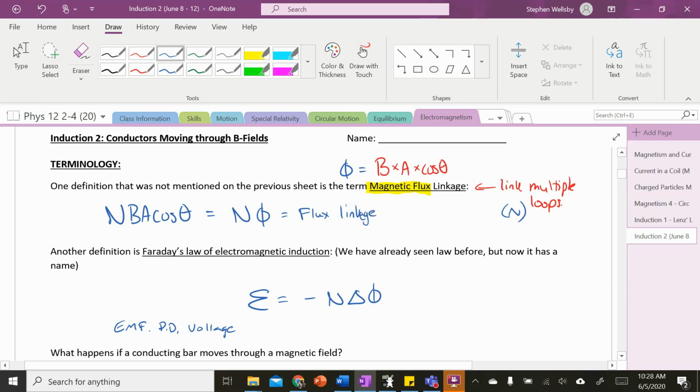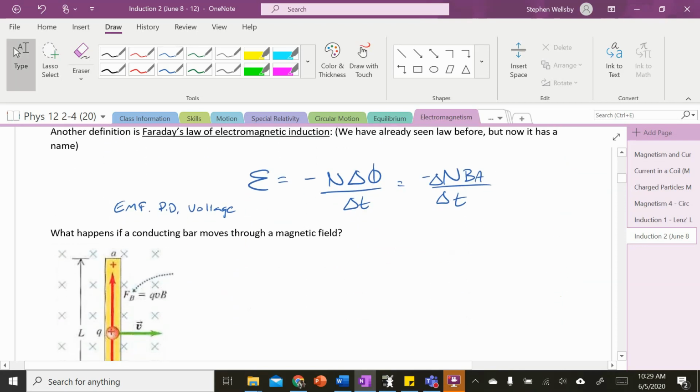So epsilon equals negative N delta phi, or the change in flux linkage, divided by delta time, or just divided by time. Either one of those is fine. So this is also written as negative NBA divided by t. This is what Faraday's law of electromagnetic induction is. It tells us how big that EMF is going to be.